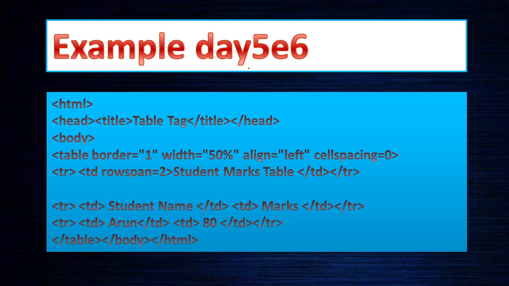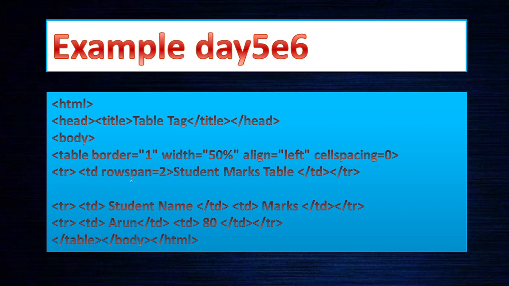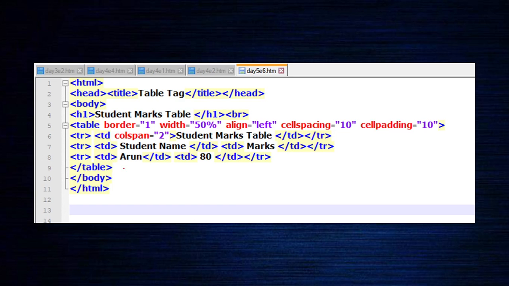So here is an example. Column span you have to write in the TD. So first we are trying with row span. Okay, so here is row span. Let me check it out. There is a row span, but let me try with the column span only. So here is an example, column span is equal to 2.